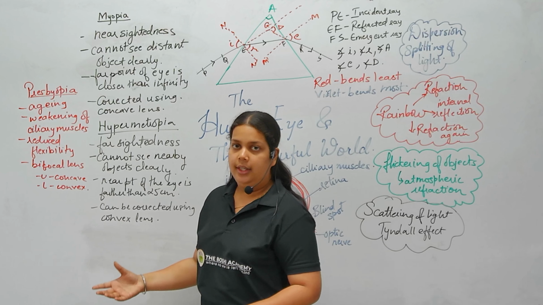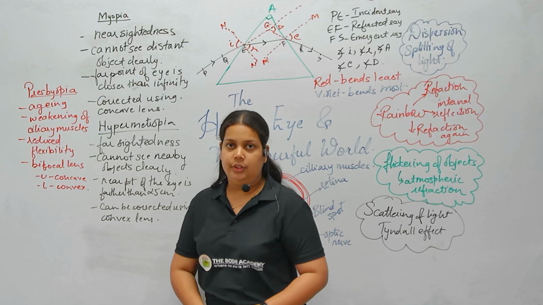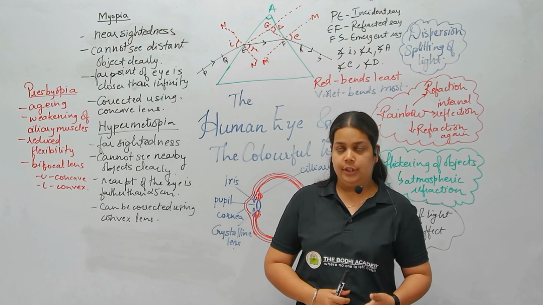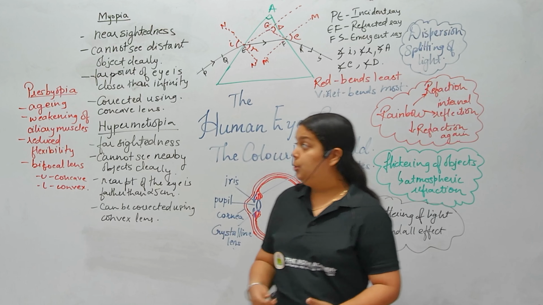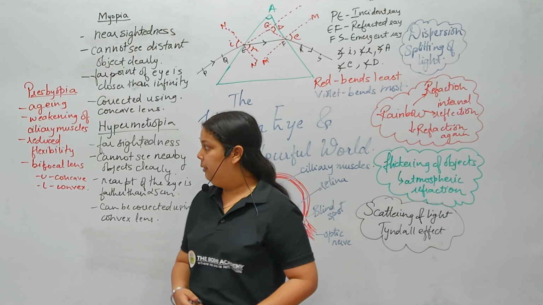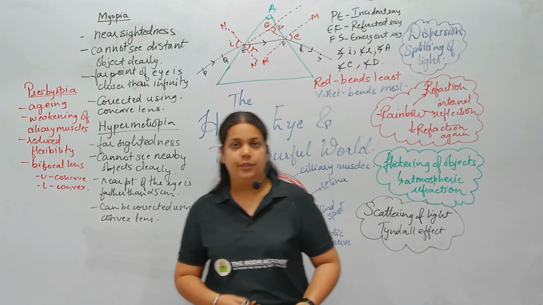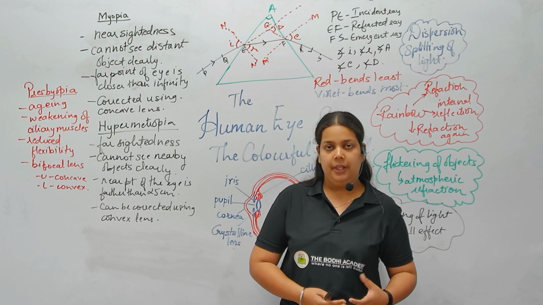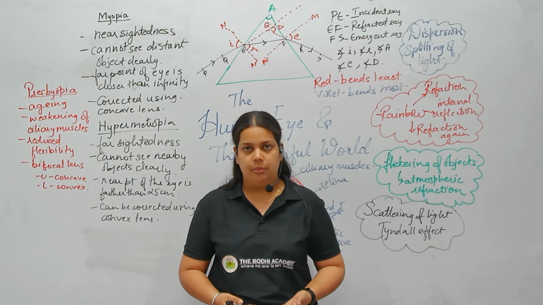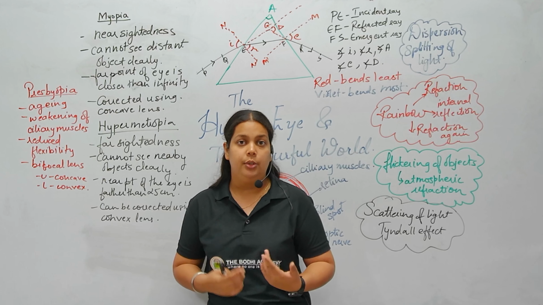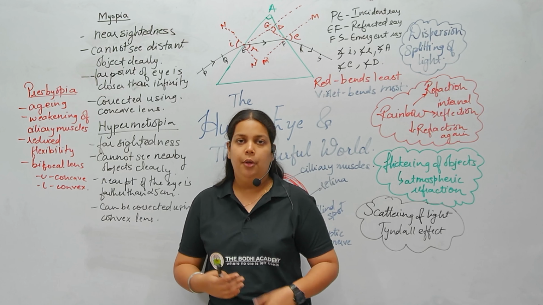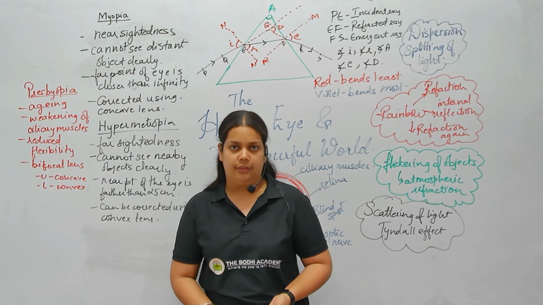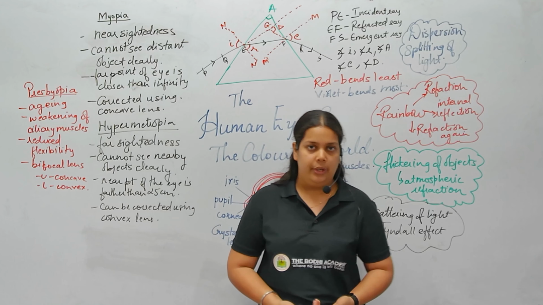Next defect is presbyopia, which is caused by aging, due to the weakening of the ciliary muscles and the reduced flexibility of the eye lens. So in old age people are not able to read the book clearly, or they are not able to see the objects clearly because of the weakening of the ciliary muscles due to their old age.